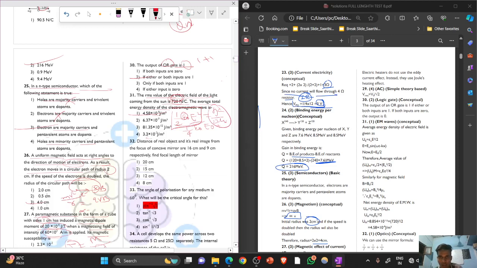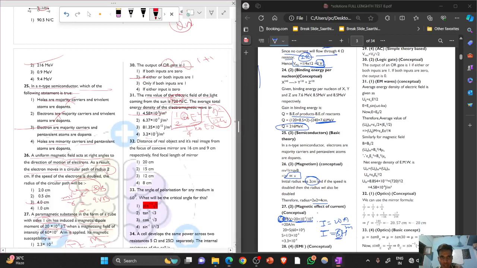Now moving ahead, going to the next question. Distance of a real object and its image from the focus of a convex mirror is found. So object distance and image distance are given. Focus is asked. It's a simple formula, like for lenses. You just need to use the lens formula, that is 1 by f equals 1 by v plus 1 by u. By solving it out, it comes out to minus 20.